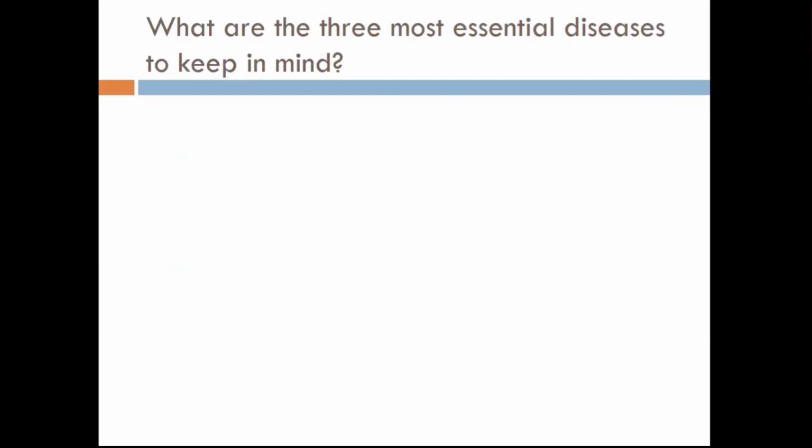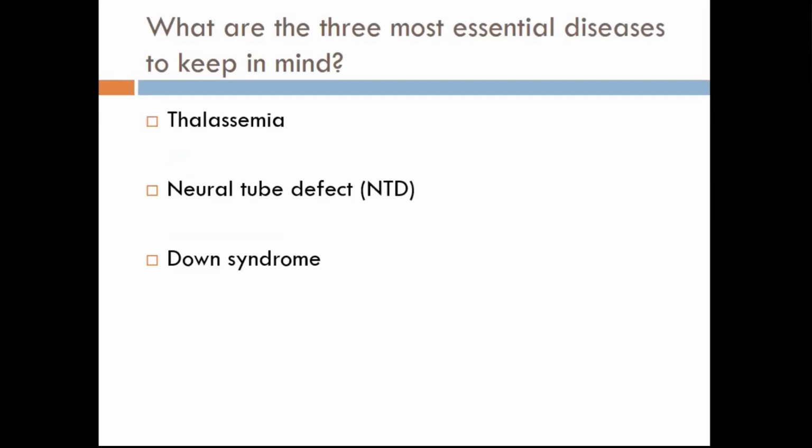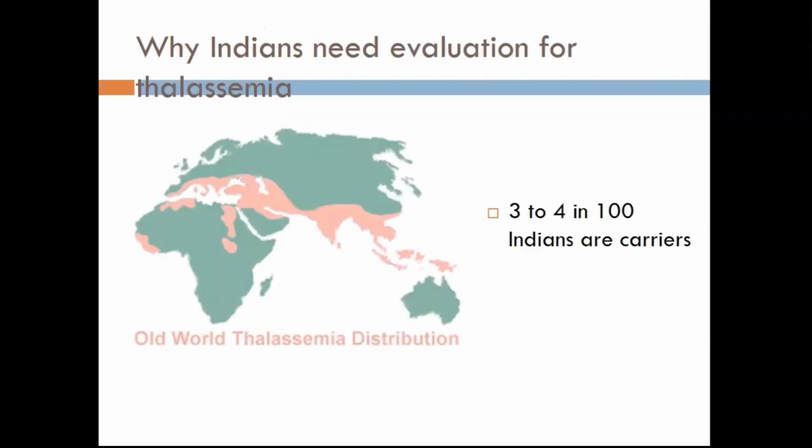So what are the 3 most essential diseases to keep in mind? For a geneticist, maybe thalassemia, neural tube defect, and Down syndrome, right? In our country, it is like this. Now we have added spinal muscular atrophy as well, because the carrier screening is high and there is a treatment available for that. So why do Indians need evaluation for thalassemia?